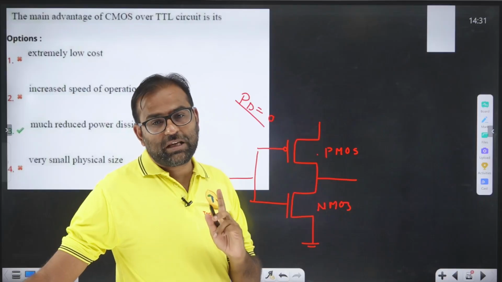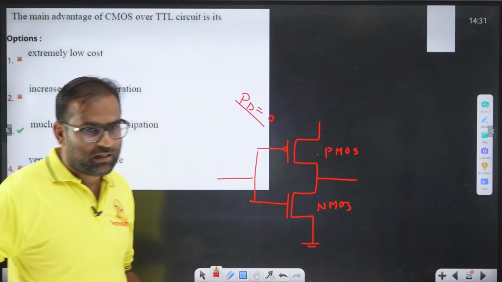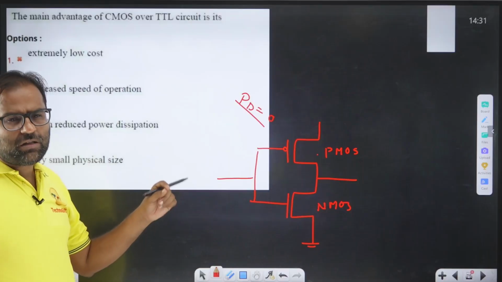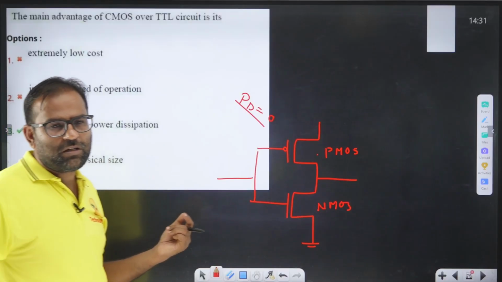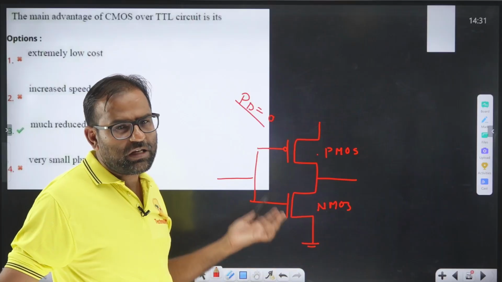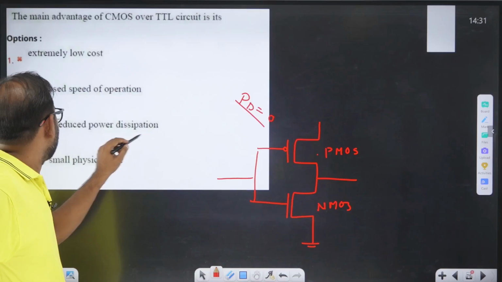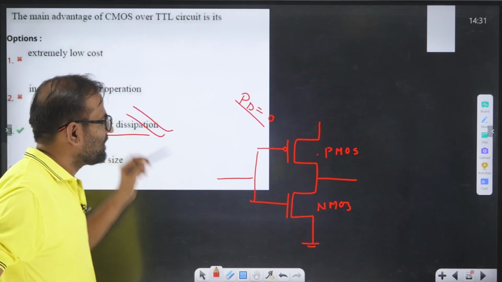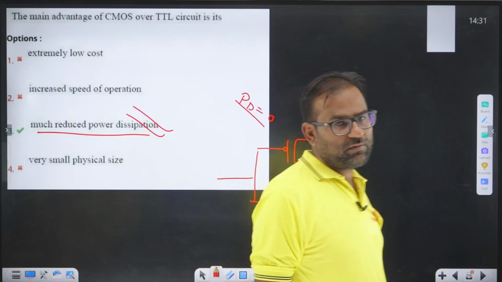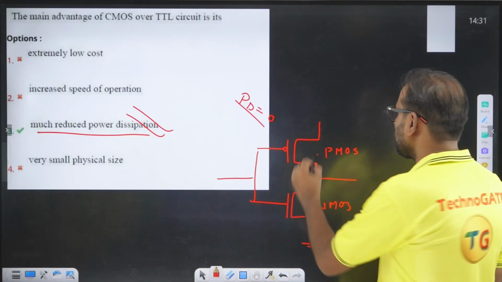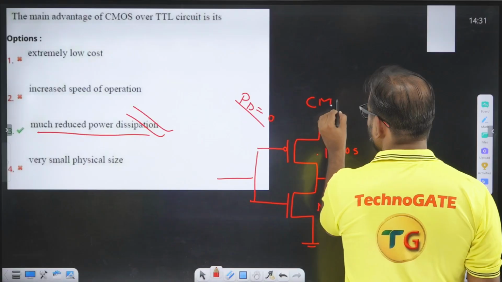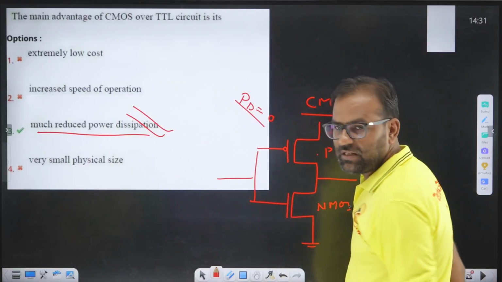While this is not the case in BJT. If power dissipation is not 0, then it is minimum. There is reduced power dissipation, but in BJT you don't have this kind of luxury. So this is the CMOS logic family, and one more logic family is transistor logic family.